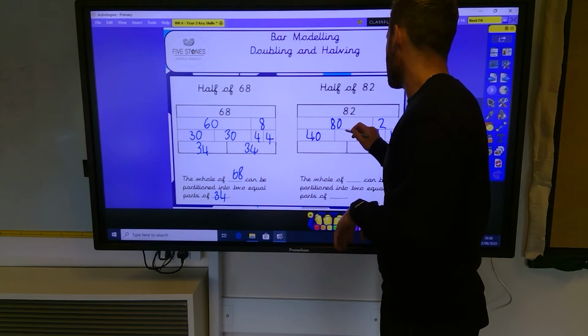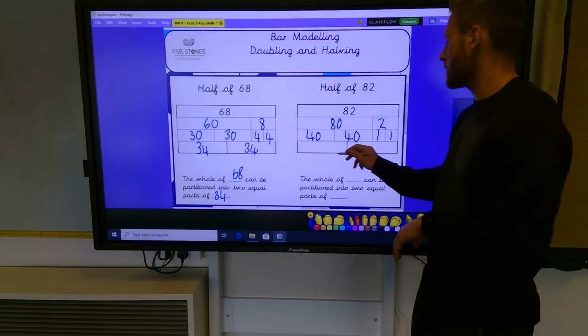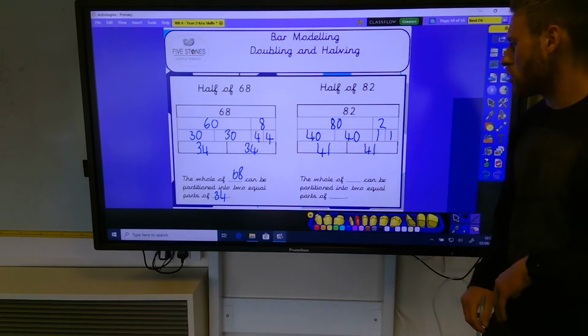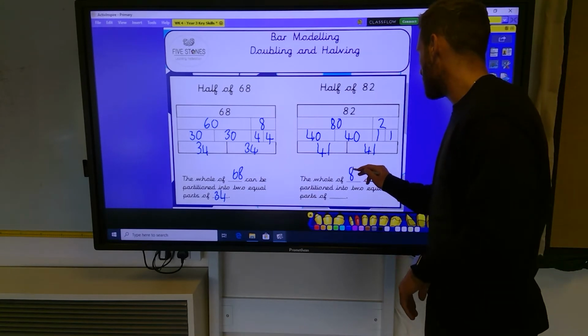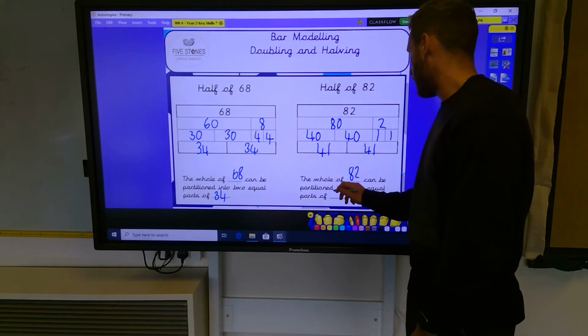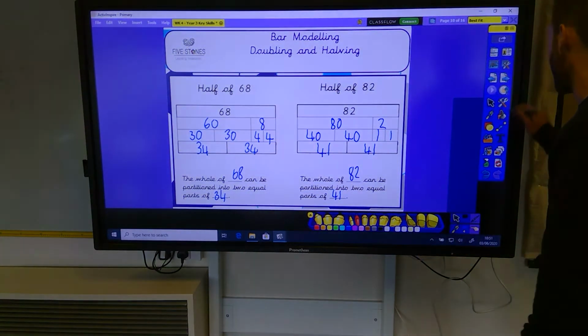4 tens is 40, 4 tens is 40. So we've got 40 and 1 and 40 and 1, meaning we have 41 and 41. Our sentence will then read, the whole of 82 can be partitioned into 2 equal parts of 41. Fantastic if you managed to get that.